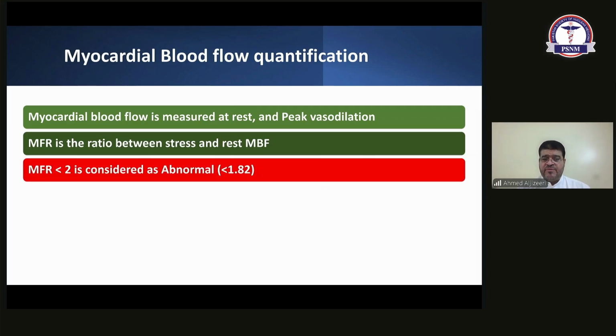Generally, MFR of less than 2 is considered abnormal. However, if we look at the biggest data with 12,500 patients that come from St. Luke's Heart Institute of Mid-America, the cutoff probably is less than that, 1.82. Now, depending on how specific or sensitive you want to be, you could consider 2 or less than 1.82.